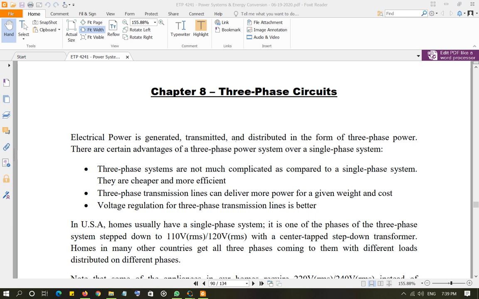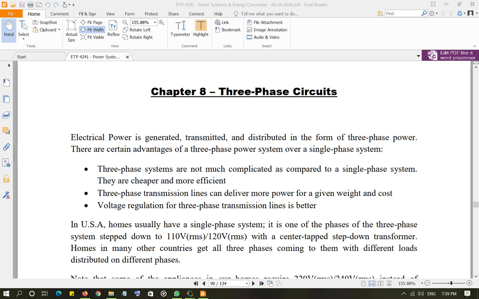Let's start chapter number 8, three-phase circuits in power systems. Three-phase circuits are the most commonly used circuits and systems in power generation, transmission, and distribution. Why are three-phase circuits commonly used?